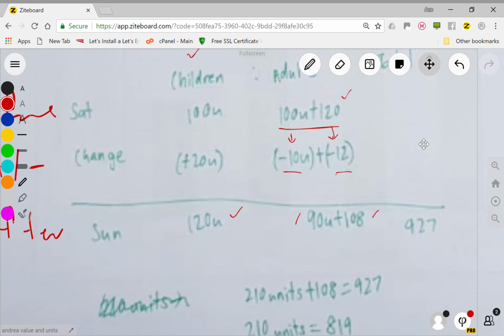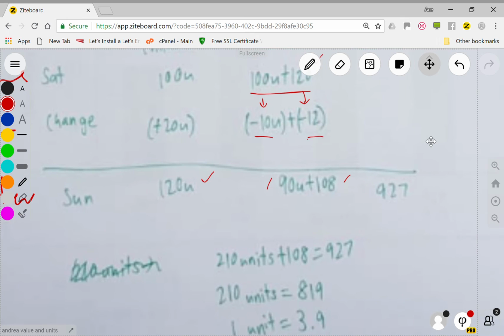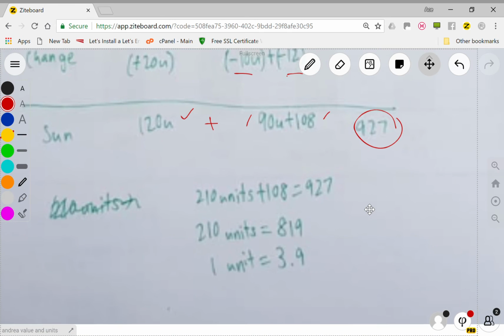Right, so this is the before and after, and total. So you compare the total. Total 927 is equivalent to the summation of these two, right? And then you can find units, because 120 units plus 90 units gives you 210 units. The number stands alone by itself, and the 927 is over here.